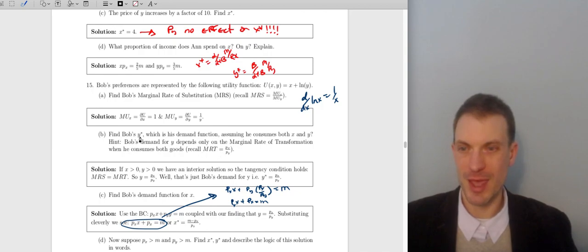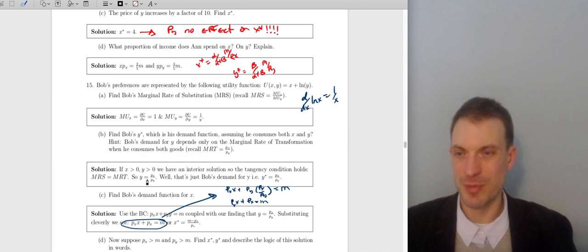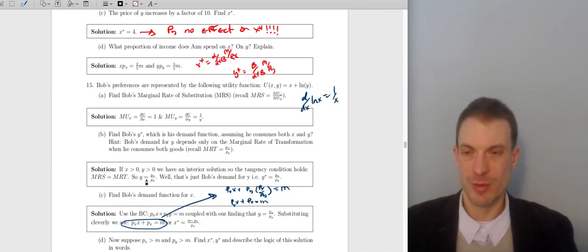So find Bob's demand, y star, demand function. Consuming y depends only on the marginal rate of transformation. Why? Because we're going to get y is equal to px, because we had MRS is just 1 over y, which is just y. Set that equal to the price ratio, that's px over py. So Bob's demand for good y is just the ratio of the prices. So we say y star is px over py.